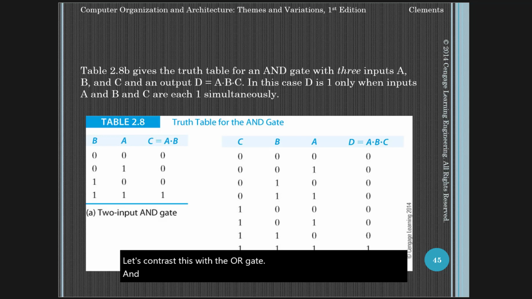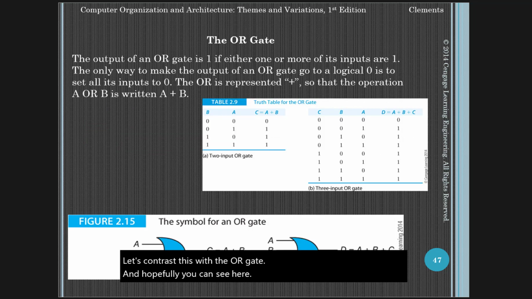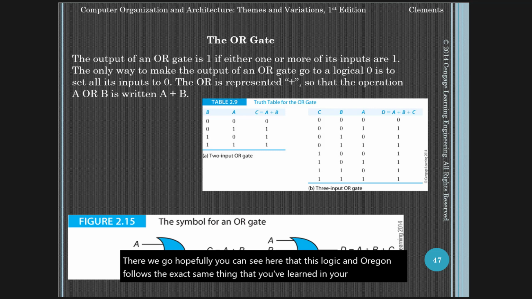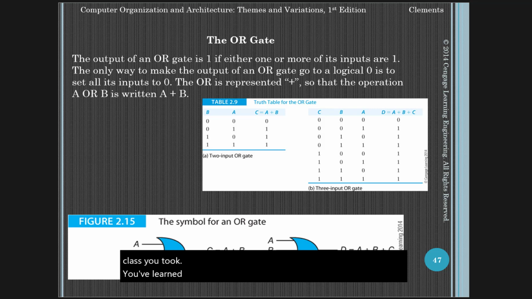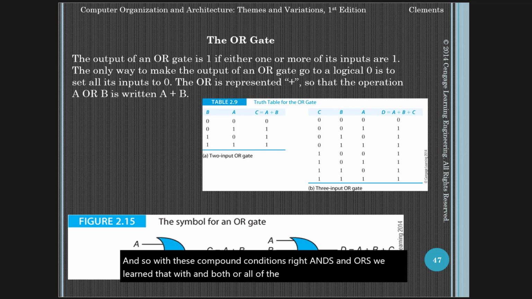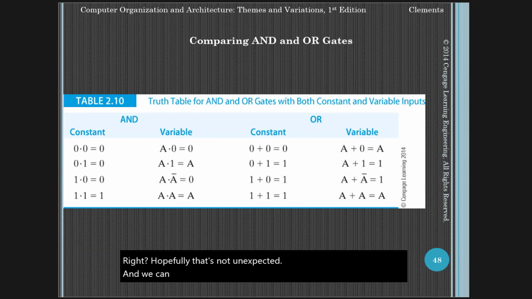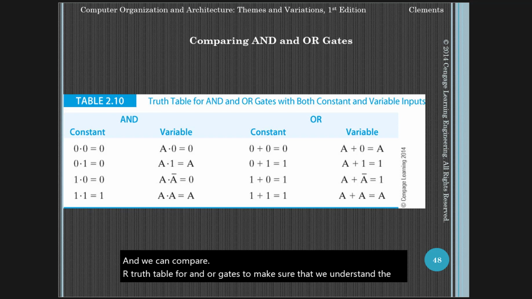Let's contrast this with the OR gate. And hopefully you can see here that this logic in an OR follows the exact same thing that you've learned in your programming course, right? Like whatever introductory programming class you took, you learned about if statements, logical conditions, and compound conditions. And so with these compound conditions, right, ands and ors, we learned that with an and, both or all of the conditions have to result in the same result in order for the output to be that result. In an or, if either one or more of the inputs are 1, then the gate is 1. So if they're all 0, we get a 0. If one of them is 1, we get a 1. So if B is 0, A is 1, 1, B is 1, A is 0, 1, all ones, 1, right? Hopefully that's not unexpected. And we can compare our truth table for AND and OR gates to make sure that we understand the logic here.